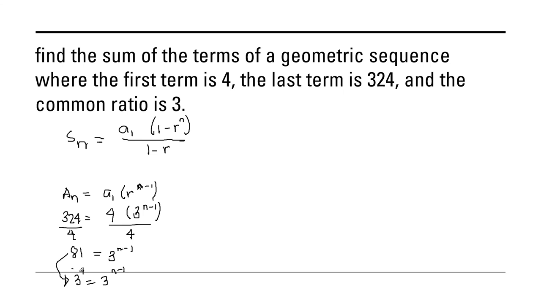So, dahil pareho na sila ng base, pwede ko na itong i-solve. So that is 4 is equals to n minus 1. So n is equals to 5. Inilipat ko yung negative 1, magiging plus 1. 4 plus 1 equals 5. Or simply, ilang 3? Alam natin ang base natin ay 3. Ilang 3 ang meron sa 81? That's 4, plus 1, 5. As simple as that. Pwede na tayo mag-continue with the formula.